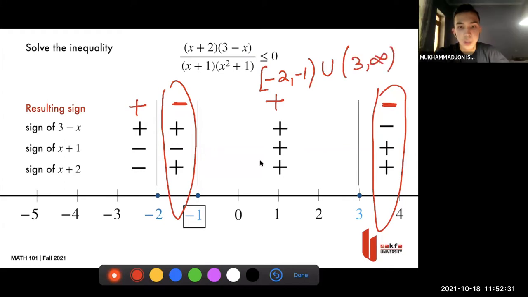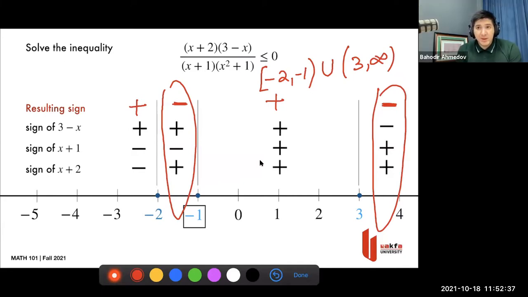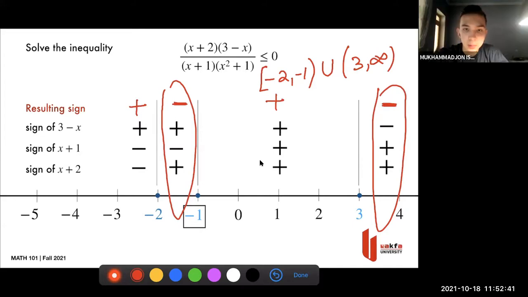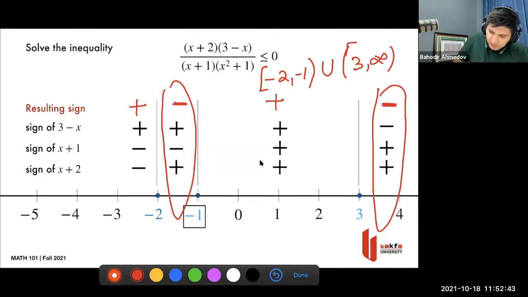From 3 to infinity. Is 3 included? Yes, 3 also.